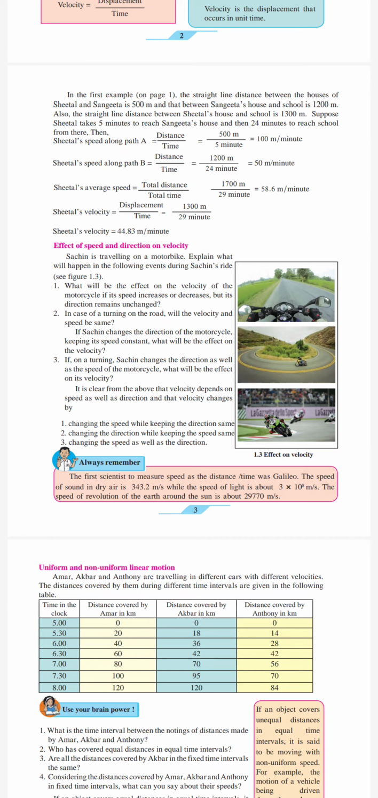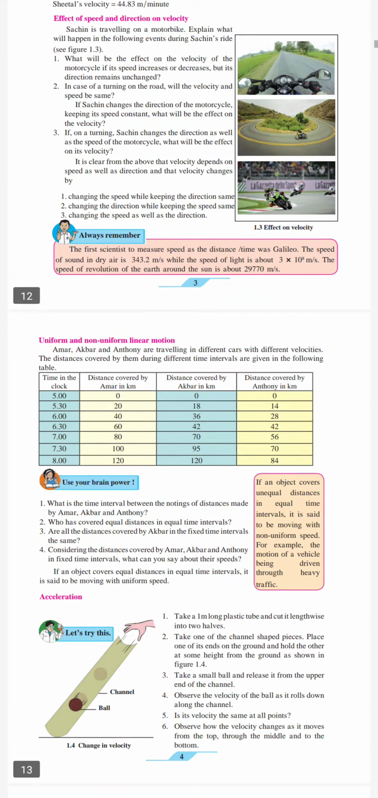29,770 meters per second. It means in a single second, the Earth is revolving 29,770 meters. This much revolution happens per second.